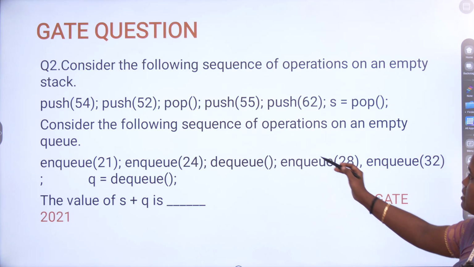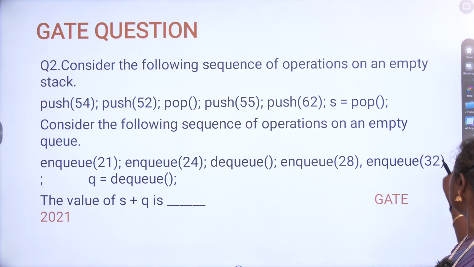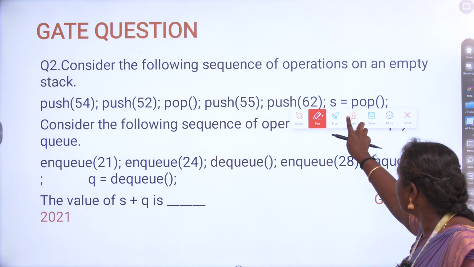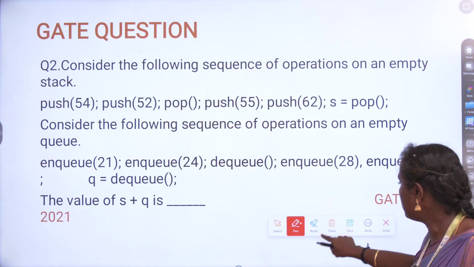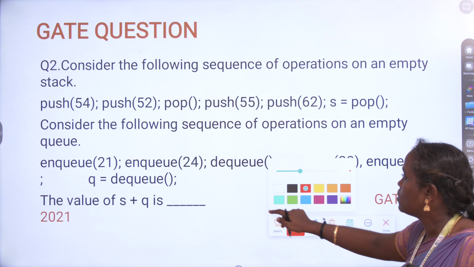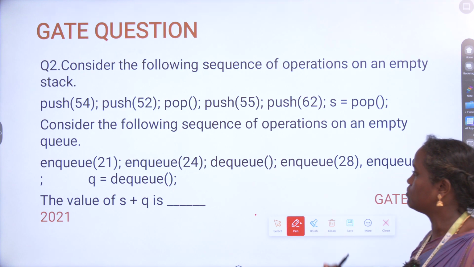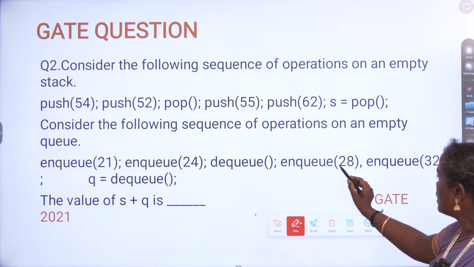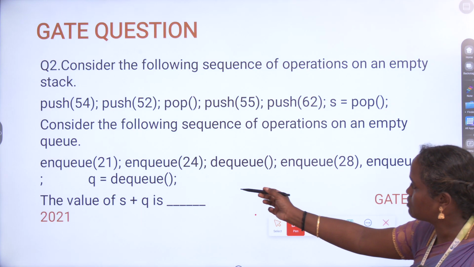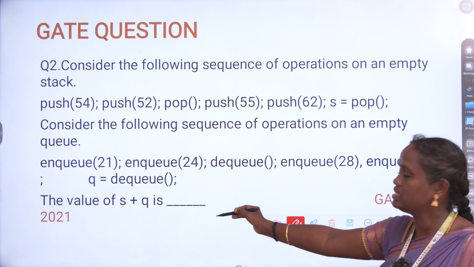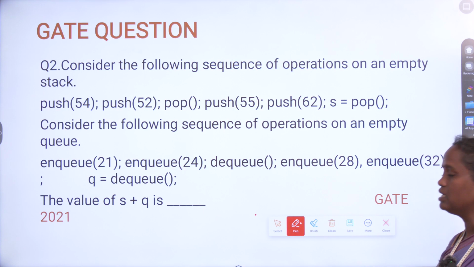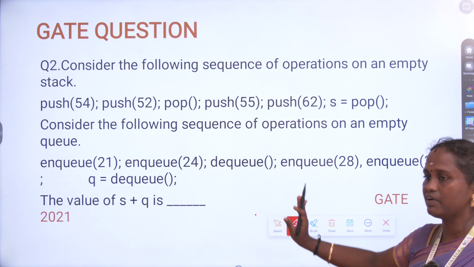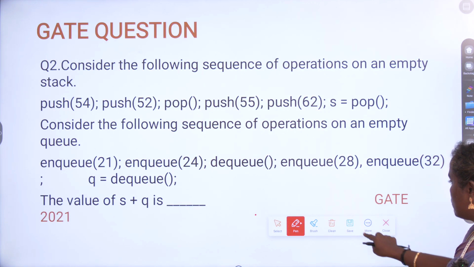So what they have given here, we have to perform all these operations on the stack, right? And what's the next thing they have given? Followed by, they have given an empty queue and we have to perform all the operations on the queue. What are the operations we have to perform on the queue? NQ21, NQ24, DQ, NQ28, NQ32, and we have to perform the DQ operation and store the value in Q, right? Finally, what we have to find out, we have to add the value of S with Q and that is the final answer, okay? So we will see how we have to perform this, okay?